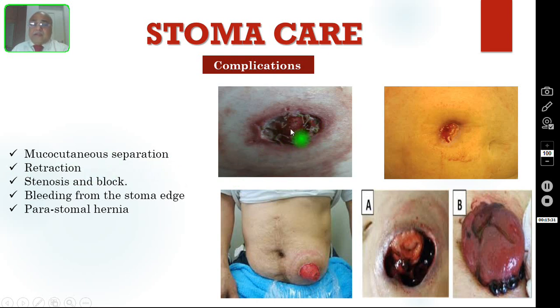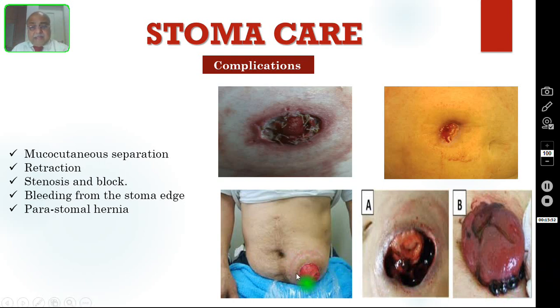Sometimes this stoma can get retracted inside, and it can also go for stenosis or block. This is what you are seeing here. This is a classical example of retraction of the stoma. Sometimes there may be bleeding from the stomal site. This is what you are seeing, a blood clot here and here also.